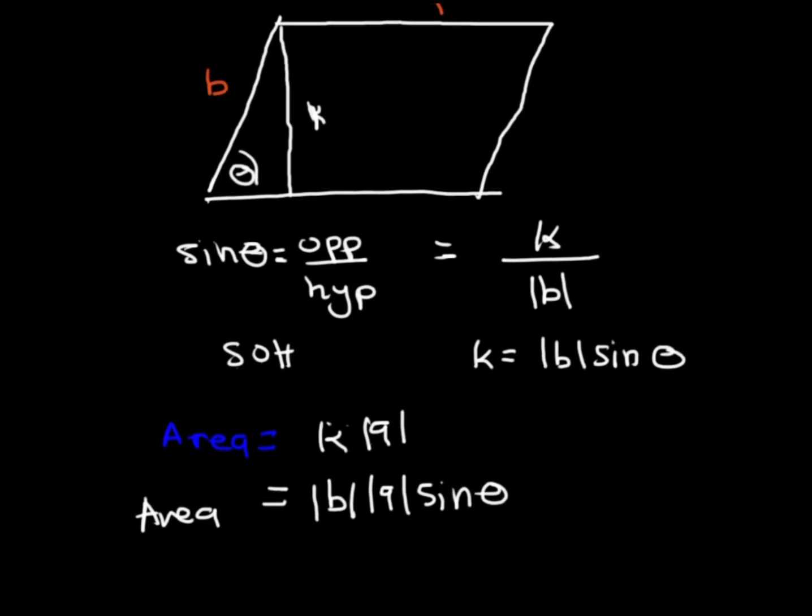Now take note, this is equivalent to the cross product between A and B, because A cross B is equal to the magnitude of A multiplying the magnitude of B sine theta. So this is equal to the cross product of A and B. Now this is our second derivation.